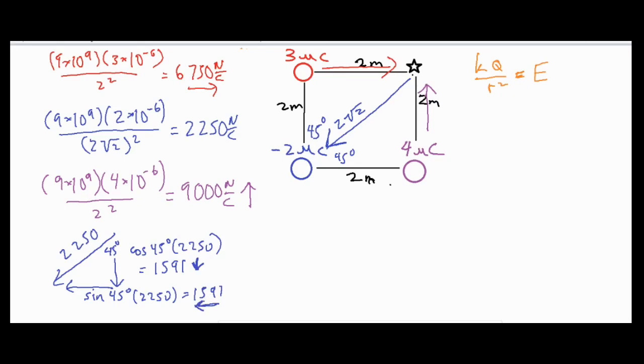So let's go ahead and take a look at all of our electric fields along the two different axes. Let's take a look at everything along the x-axis. Everything along the x-axis would be the 6750 to the right, and then the 1,591 to the left. Since they're in opposite directions, we are going to subtract them. That's going to leave us with a final horizontal electric field of 5,159 newtons per coulomb to the right.